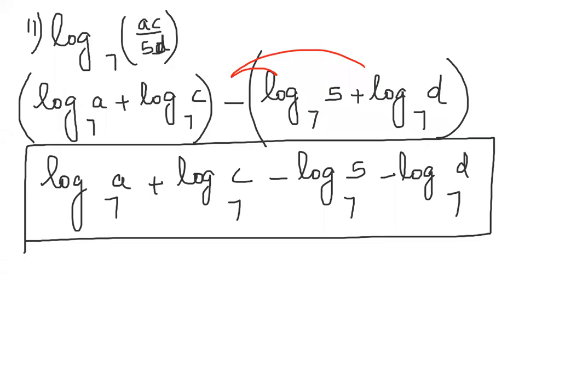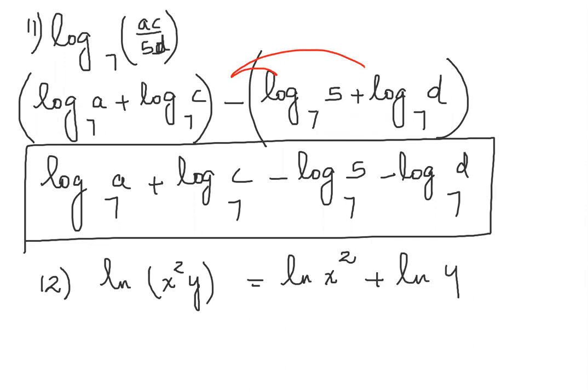So next one is number 12. We have ln of x squared times y. So we have only the product rule we have to apply and the power rule as well. However, we don't have any denominator, so there is no quotient rule. And bring the 2 to the front. So it's going to be 2 ln x plus ln y.